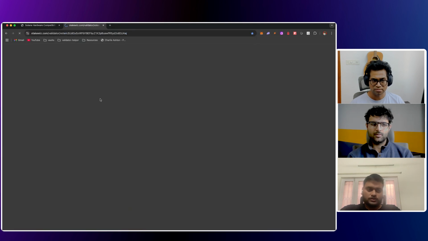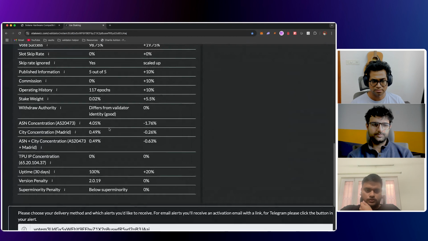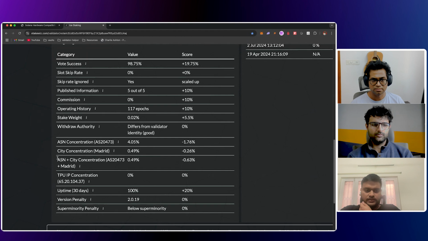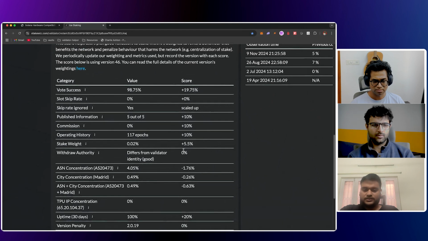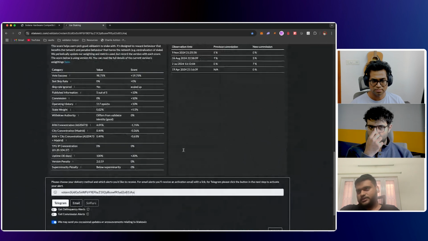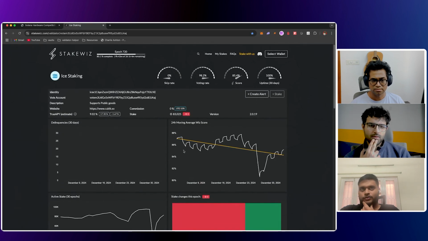So I can show you something. This is for my validator. It also checks what my ASN concentration is, which is basically from my providers. I'm running this backup node in Madrid, so I have very low concentration. This improves my general score, and the Stakewiz performance score is considered good in Solana.